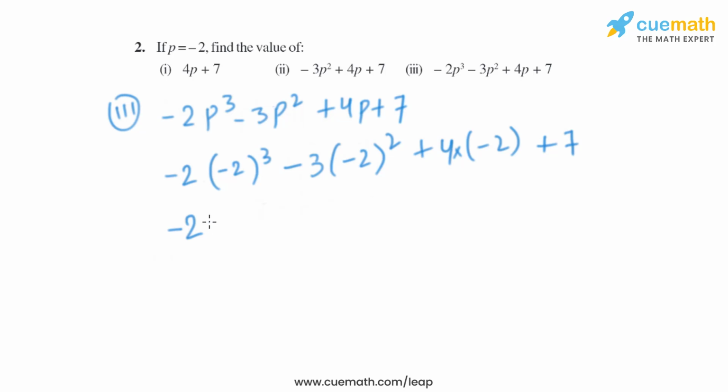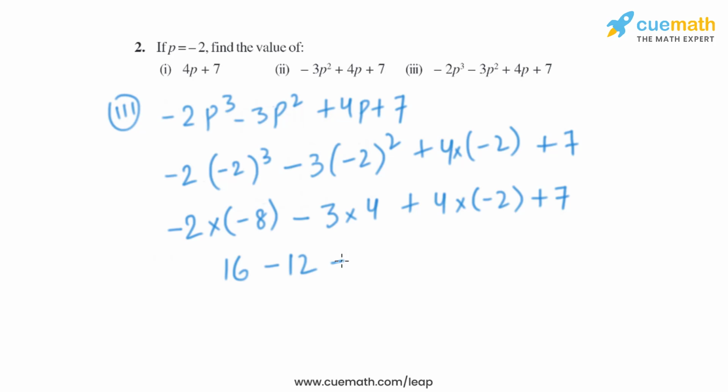So it will become minus 2 multiplied by minus 8. And this is minus 3, and the square of minus 2 will be minus 2 into minus 2, which is plus 4. Now that is 4 into minus 2 and plus 7. Now let's multiply them. Minus 2 into minus 8 is 16. Now 3 into 4 is 12 and 4 into minus 2 is minus 8 plus 7. Now 16 minus 12 is 4.